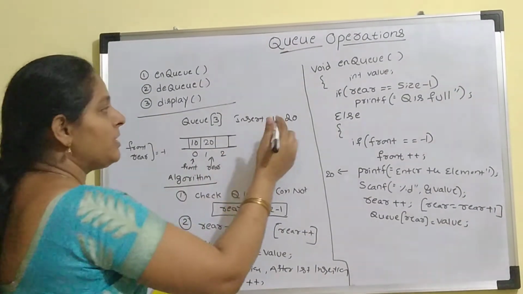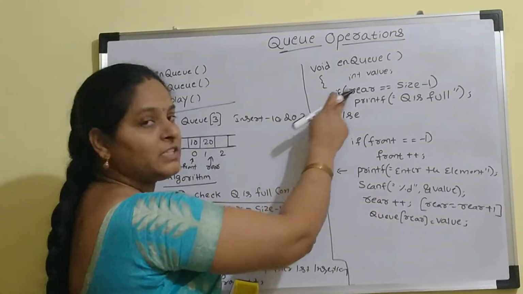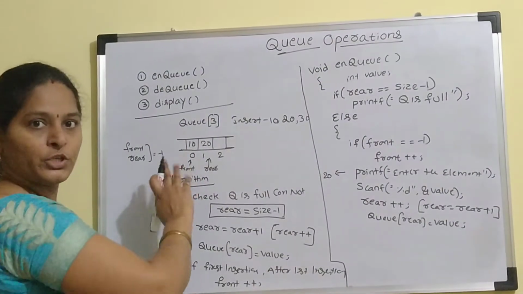Right? Insert one more element, 30. As usual, check whether the Q is full or not. Here the rear pointer is pointing to 1 only. So the Q is not full.